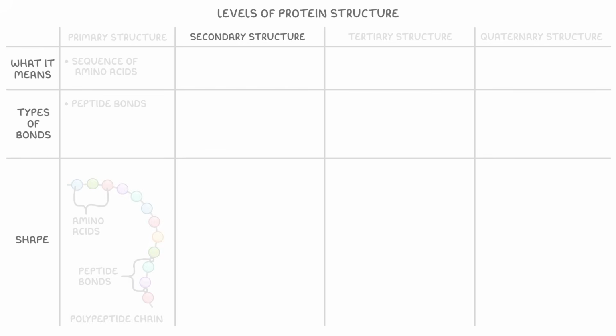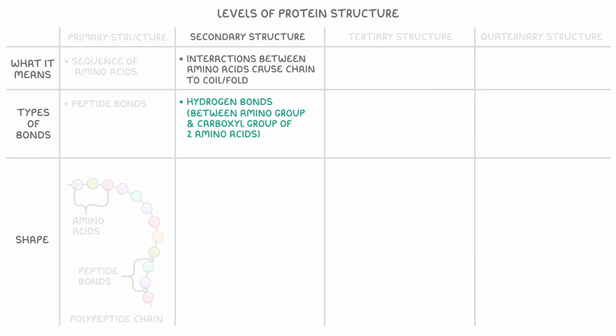Next, the secondary structure introduces more complexity to the polypeptide chain, as the interactions between amino acids cause the chain to coil or fold in specific ways. This is due to hydrogen bonds that form between the amino group and the carboxyl group of two different amino acids that are not right next to each other in the chain.